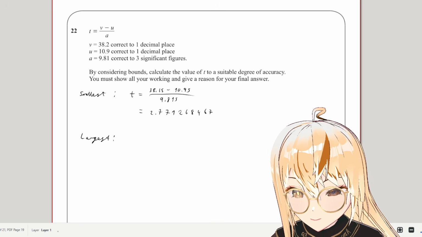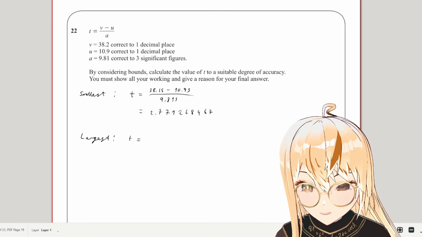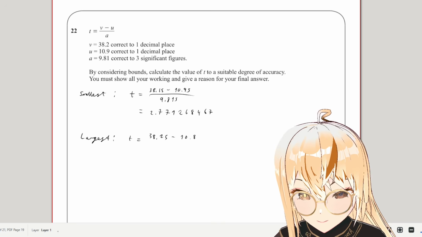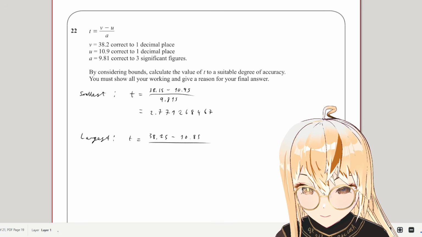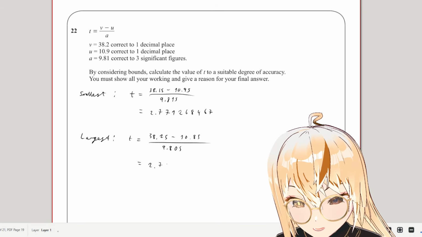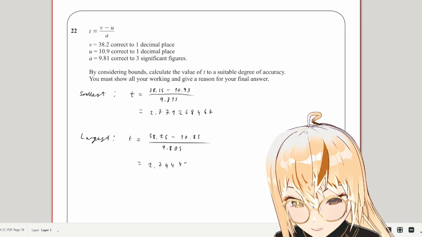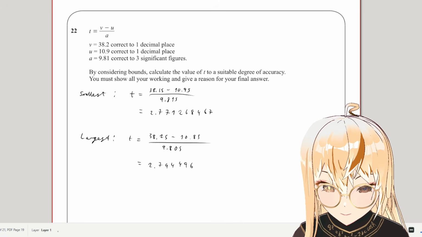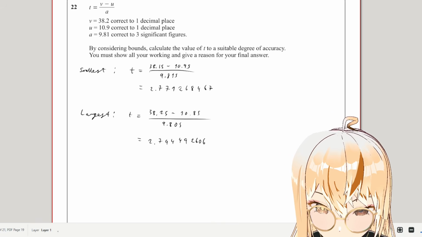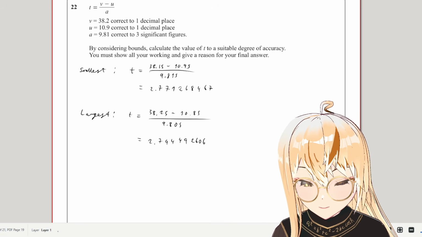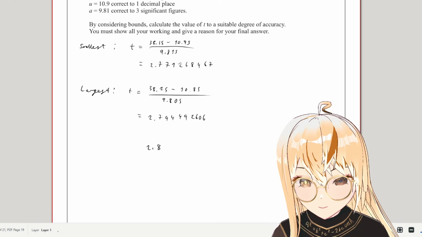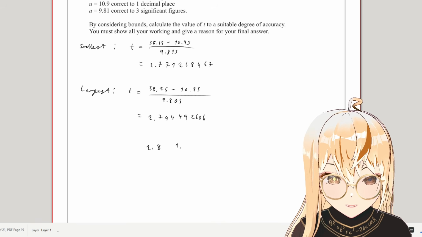And then for our largest, put the biggest v minus the smallest u over the smallest a. And that's 2.7944. Yeah, we definitely don't need all of these digits, but I started, so I might as well keep doing it. And then we can just clearly see that rounding both of them to one decimal place gives 2.8. It would be 2.8 to 1 dp.